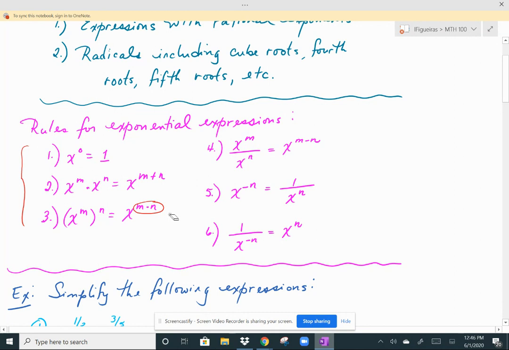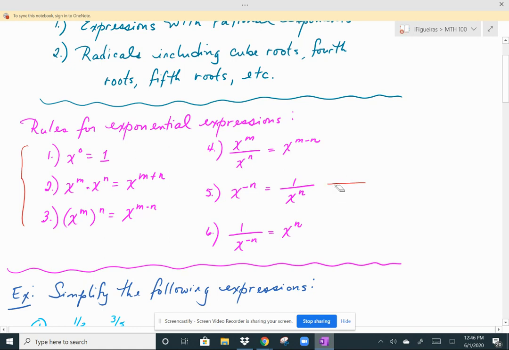Fourth rule says that if you are dividing an exponential expression by another exponential expression with the same base, you subtract the exponents. So you subtract the exponent in the numerator minus the exponent in the denominator. The fifth and sixth rules are similar. So basically, you have to remember that you can never leave negative exponents in your final answer. So if you have x to the negative n, you rewrite that as 1 over x to the positive n.